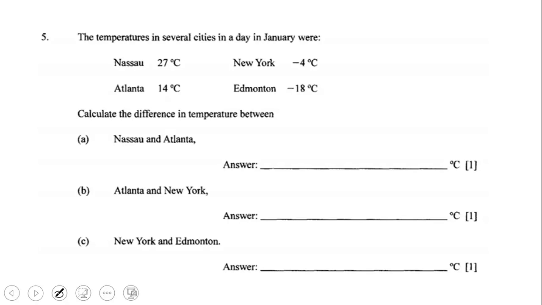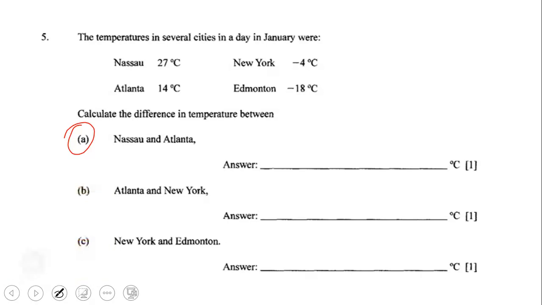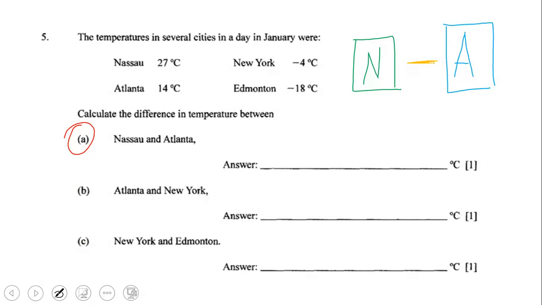We begin with question 5a, and question 5a wants us to determine the difference in temperature between Nassau and Atlanta. And in order to do this, let us first determine the temperature of Nassau, and then let us figure out the temperature in Atlanta. And then let us subtract them.